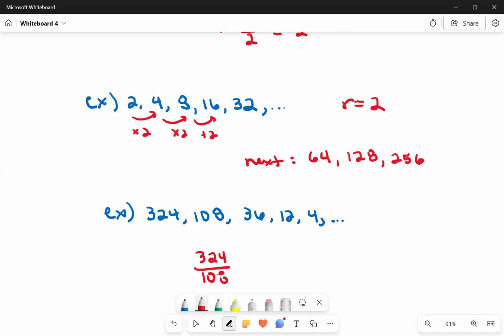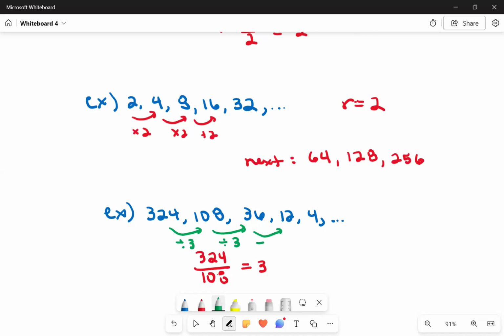All right, when I divided that, I got 3. So the idea is to go from here to here. I'm thinking they divided by 3, so I'm going to try that, make sure I get 3. I'm sorry, when I divide 108 by 3, I get 36, and I do, and there it is.